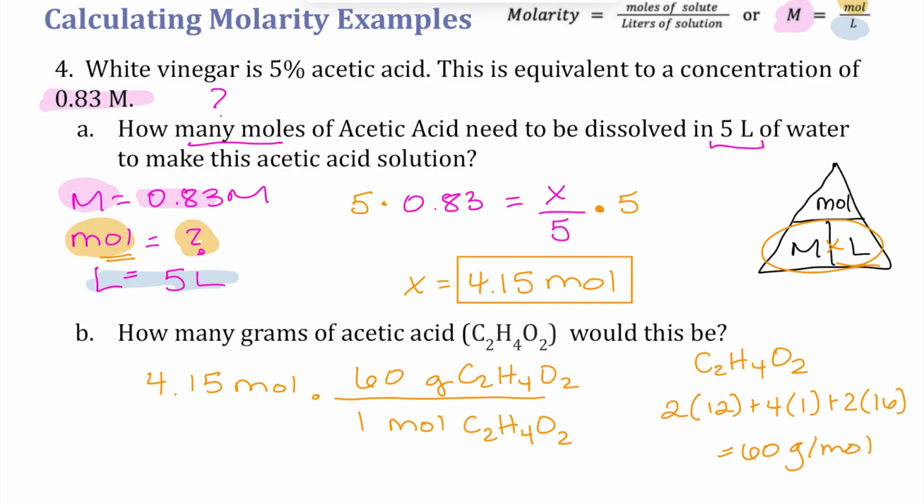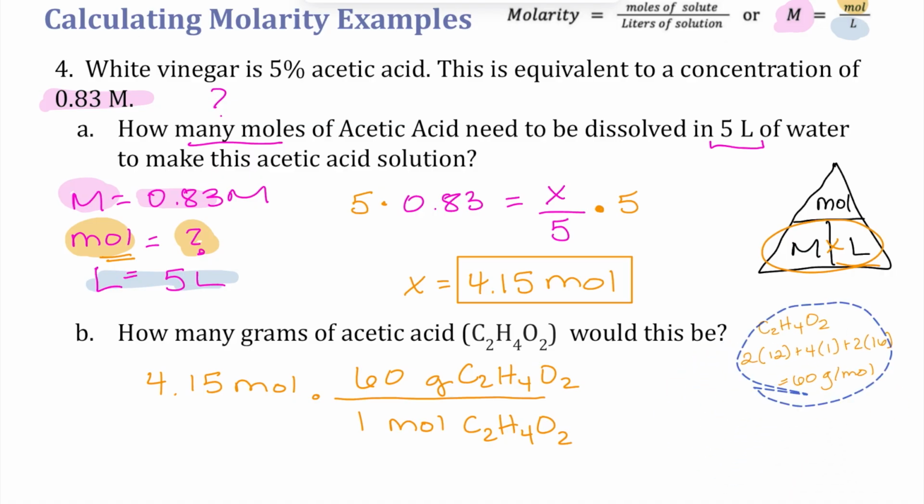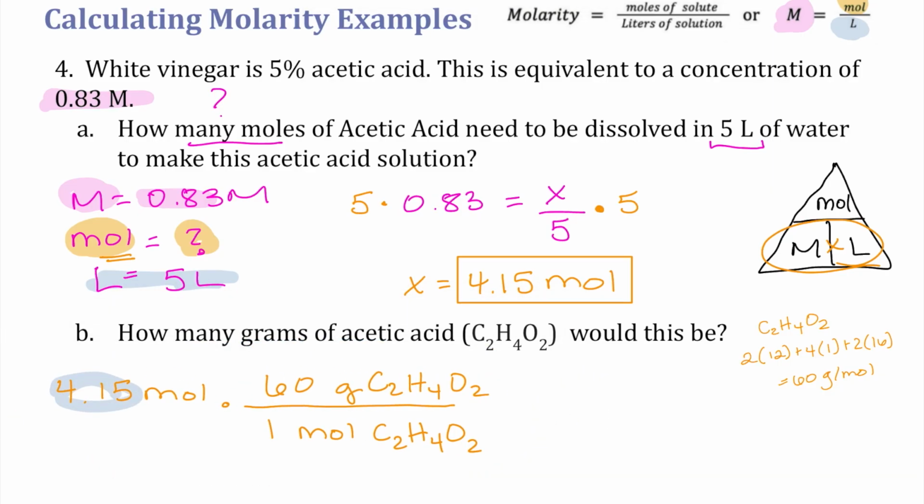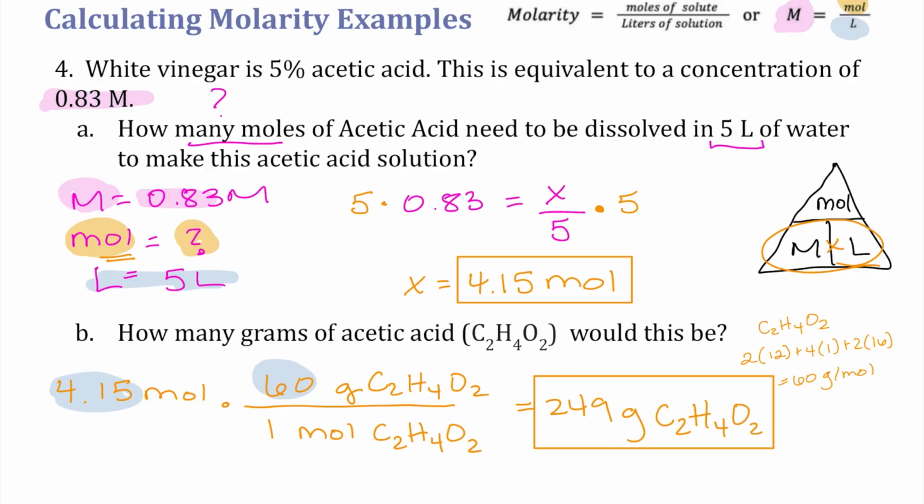And so plugging that 60 grams into my numerator, now I can go through and do that calculation to find how many grams of that acetic acid it would be equal to. Going through now, 4.15 times 60 divided by 1, I get an answer of 249, and then I need my unit, grams of C2H4O2, grams of that acetic acid.